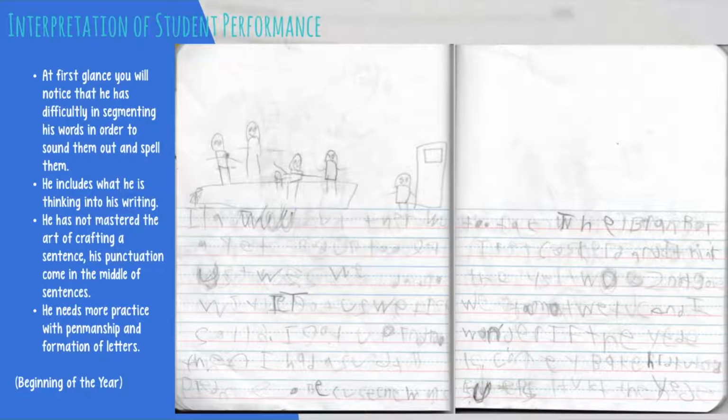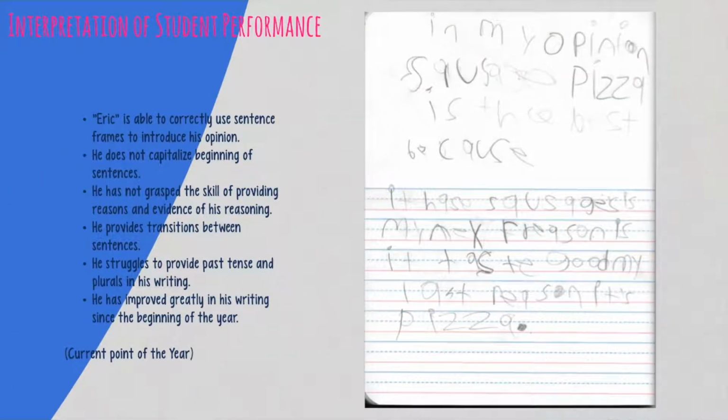At first glance, you can notice that in his reflection in writing about this experience, he has an extreme difficulty in segmenting his words in order to spell them. He includes what he's thinking into his writing. He has not mastered the art of crafting a sentence yet. His punctuation typically comes in the middle, and he needs more practice with penmanship and formation of letters.